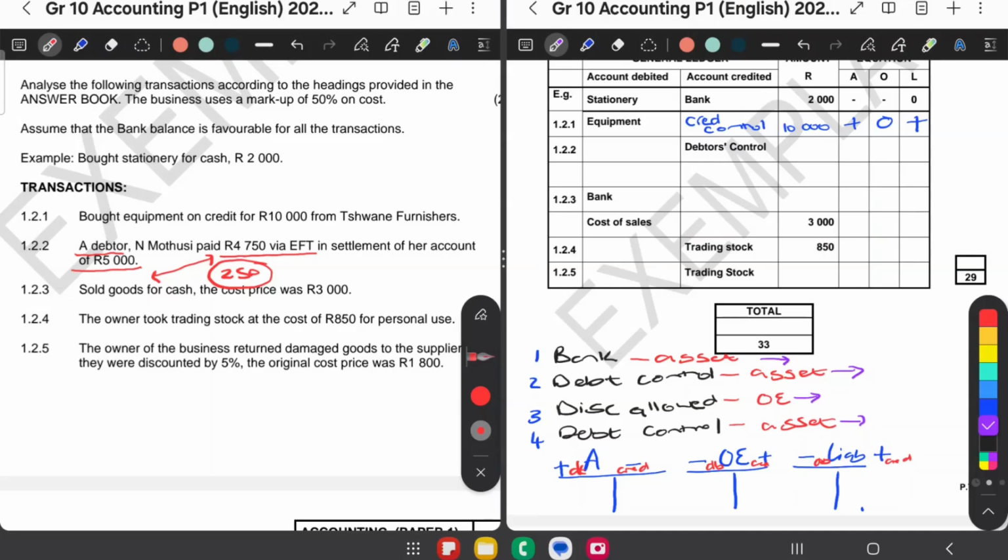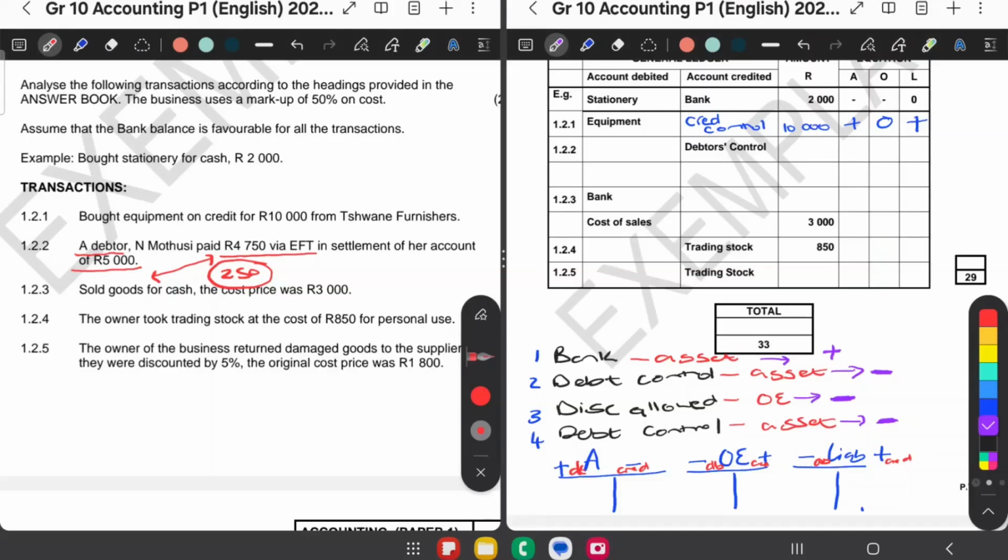Plus or minus. Let's look at the bank. If a debtor pays me cash, I have more money in my account. Plus. If a debtor pays me, we're looking at debtors control: the debtor owes me less. Discount allowed is an expense, and an expense decreases owner's equity. So decrease. And debtors control, with regards to discount allowed, because they go together: if I allow a discount to my debtor, the debtor owes me less. So at least there are my pluses and my minuses.